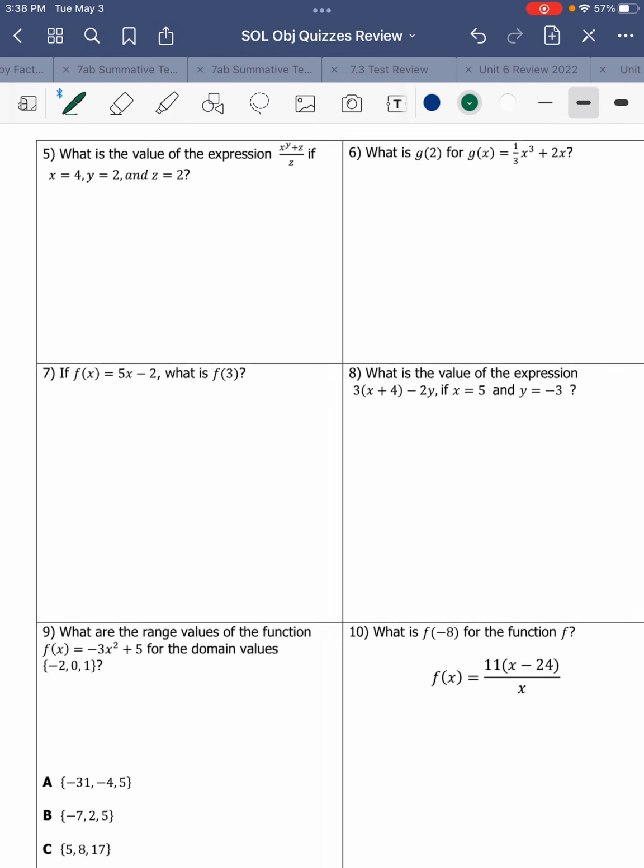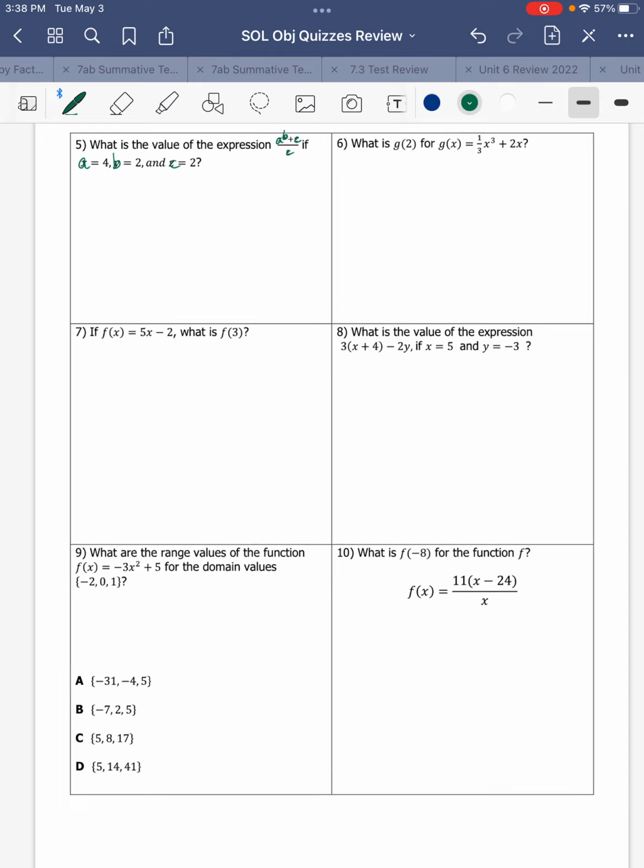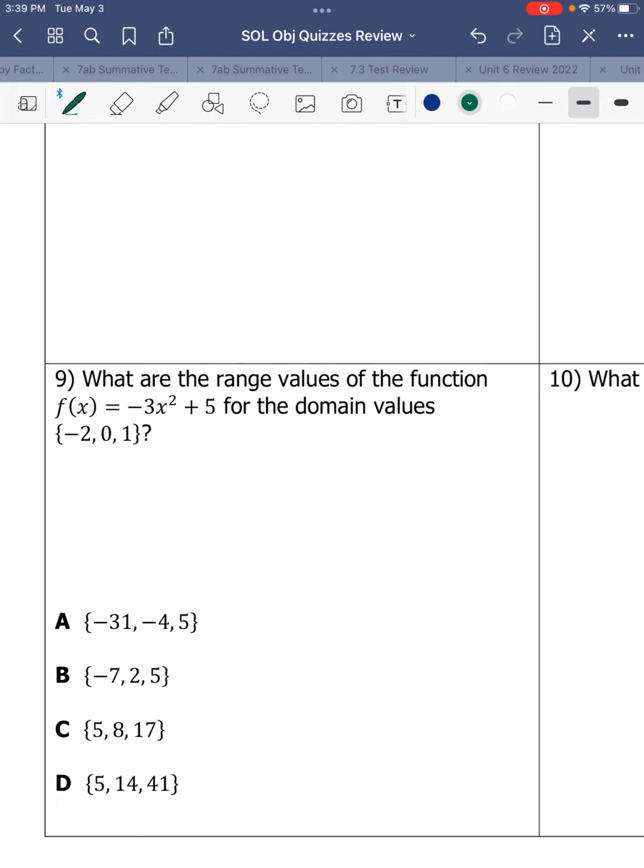I believe the rest are number 5. I'm not going to do this problem, but you have x, y, and z, so I would just change them to a, b, and c. So just change them to that. The other problem I see here that is different from what you had, anything that's different, is number 9. So what are the range values? Range, you probably know this from middle school, range is y. And the domain, I see that down here, domain values means x.